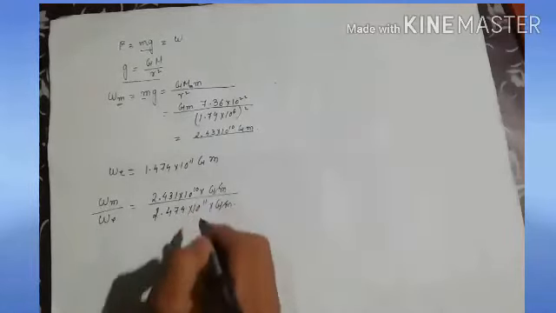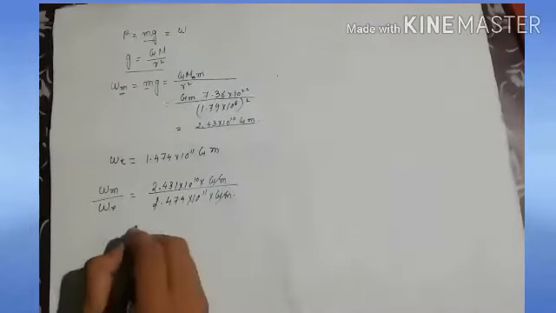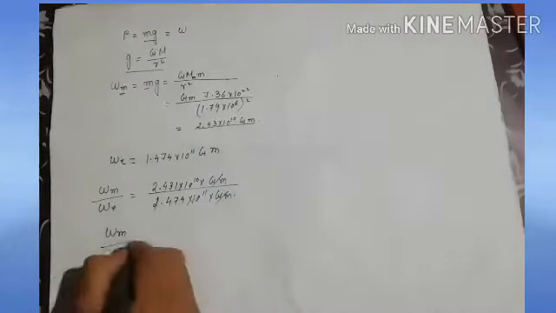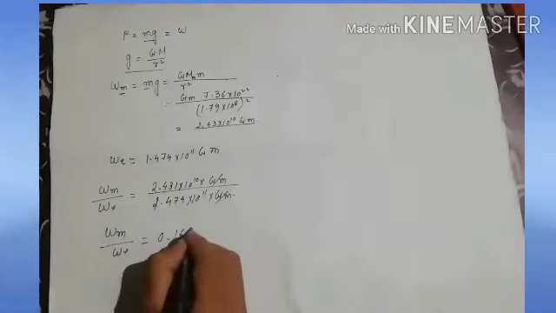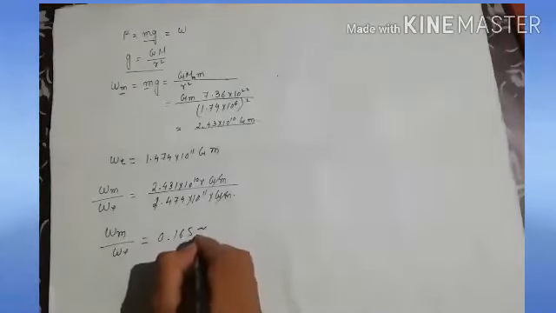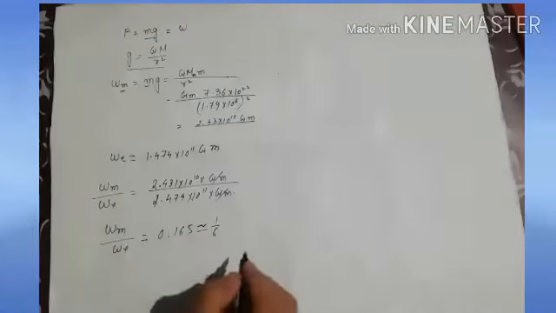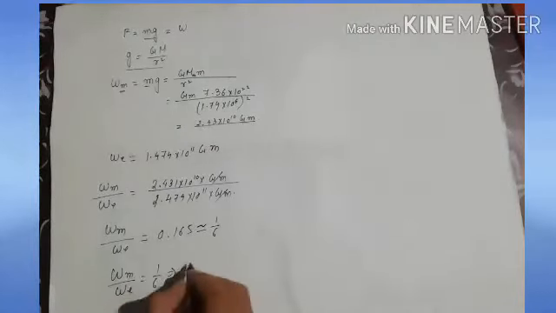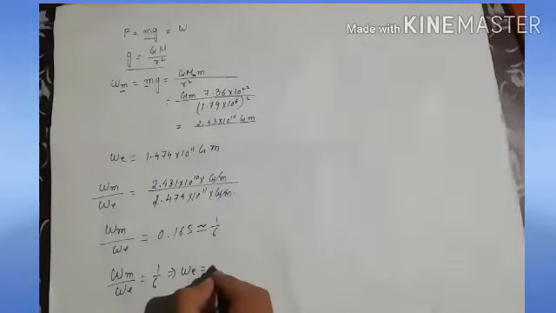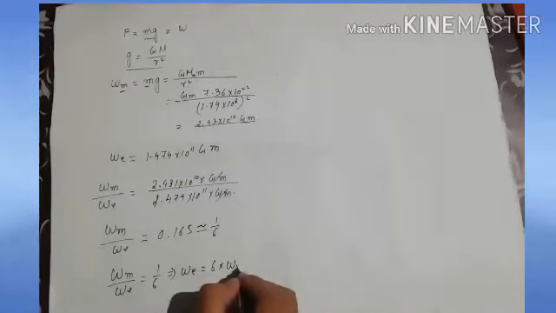And capital G small m will cancel, and then we will find that Wm by weight of earth is equal to 0.165, which is nearly equal to 1 by 6. That is, weight of anything on moon by weight of anything on earth equals 1 by 6, which implies weight of anything on earth equals 6 into weight of anything on moon.